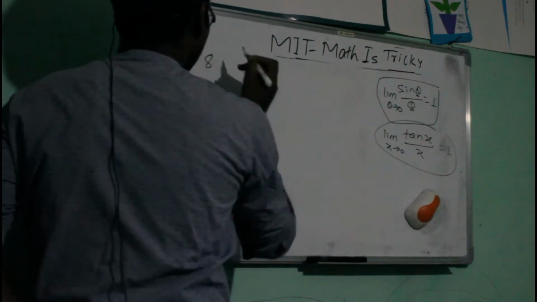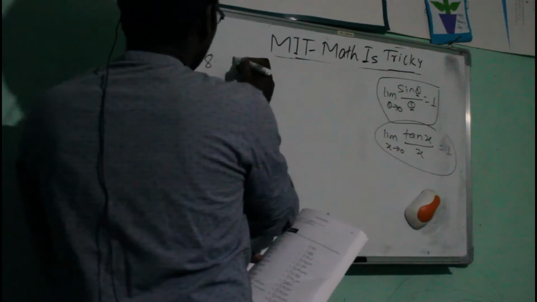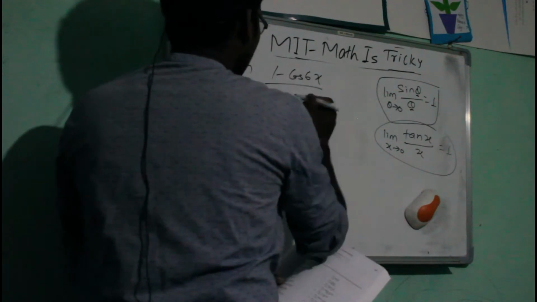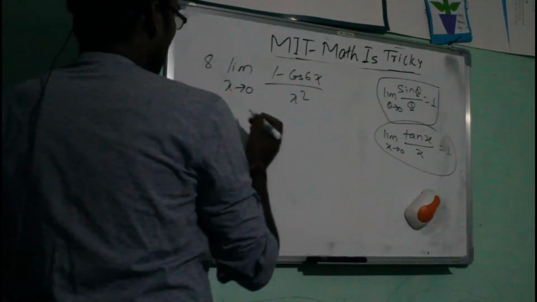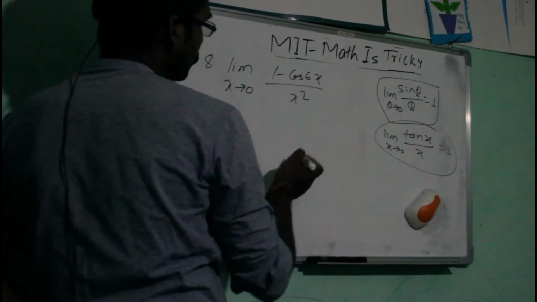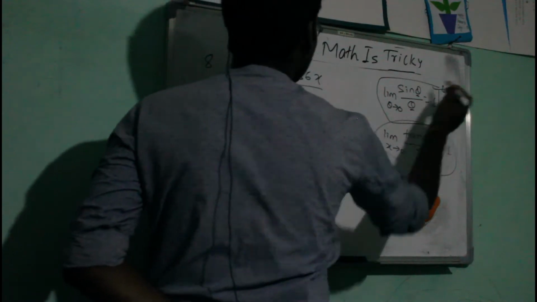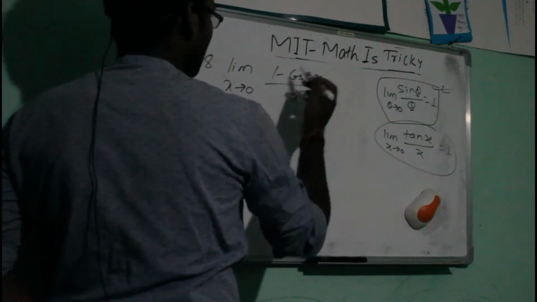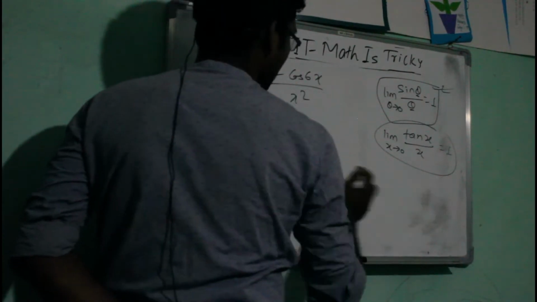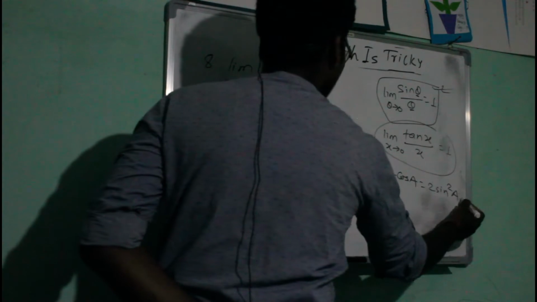Next question, question number 8, and this question is: limit x tends to 0, 1 minus cos 6x by x square. This is a very important question. For this, as we know, it is again in the form 0 by 0, and as I told you, to calculate limits for trigonometric functions, we have to use this formula. So we need to change this into sine. For this we can use this formula: 1 minus cos a means 2 sine square a by 2.